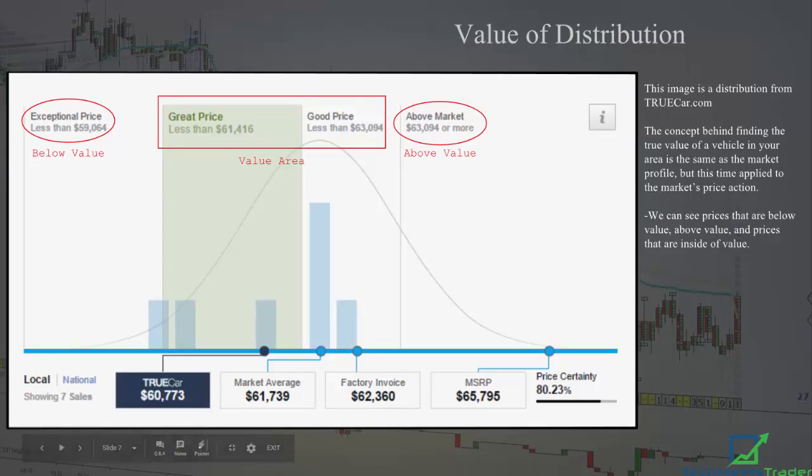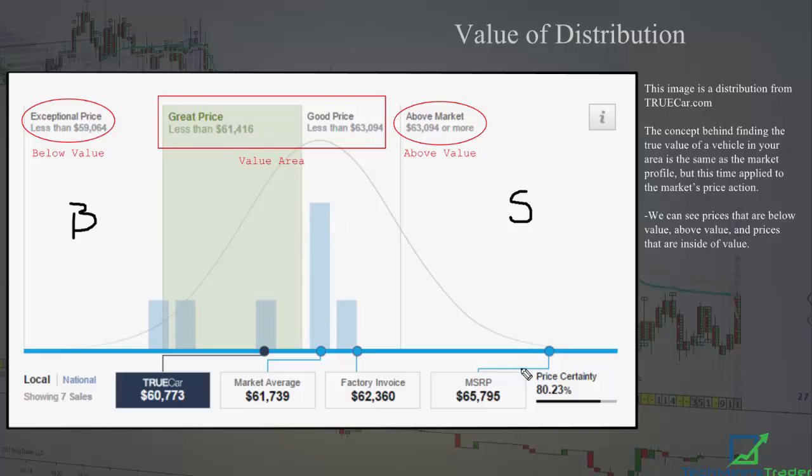So this is an image of a distribution from TrueCar.com. The concept behind finding the true value of a vehicle in your area is the same as the market profile. We can see prices that are below value, prices that are above value, and prices that are inside of value. Sticking to the example of a vehicle, as the seller of a vehicle, I would love to sell above value because I'm making a bigger profit than those dealers who are selling their cars inside of value. And as a buyer of the vehicle, I would love to buy below value because I'm getting a better price than those who are buying inside of value.